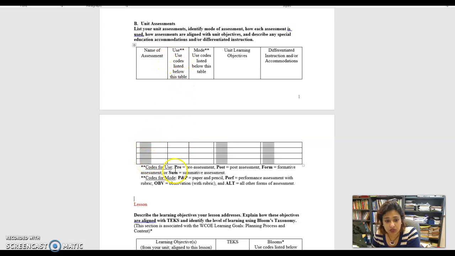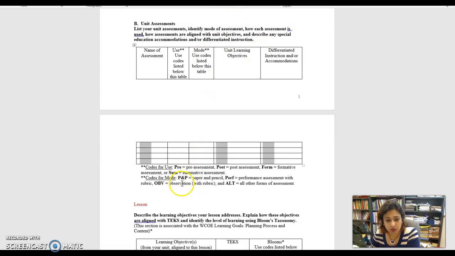And then the codes, these are your codes: pre-assessment, post-assessment, formative or summative. You have to have at least one pre and one post-assessment. The easiest way to do it is to have a pre-assessment in the first one and a post-assessment in your last one. If you watch the video, then you know about this.